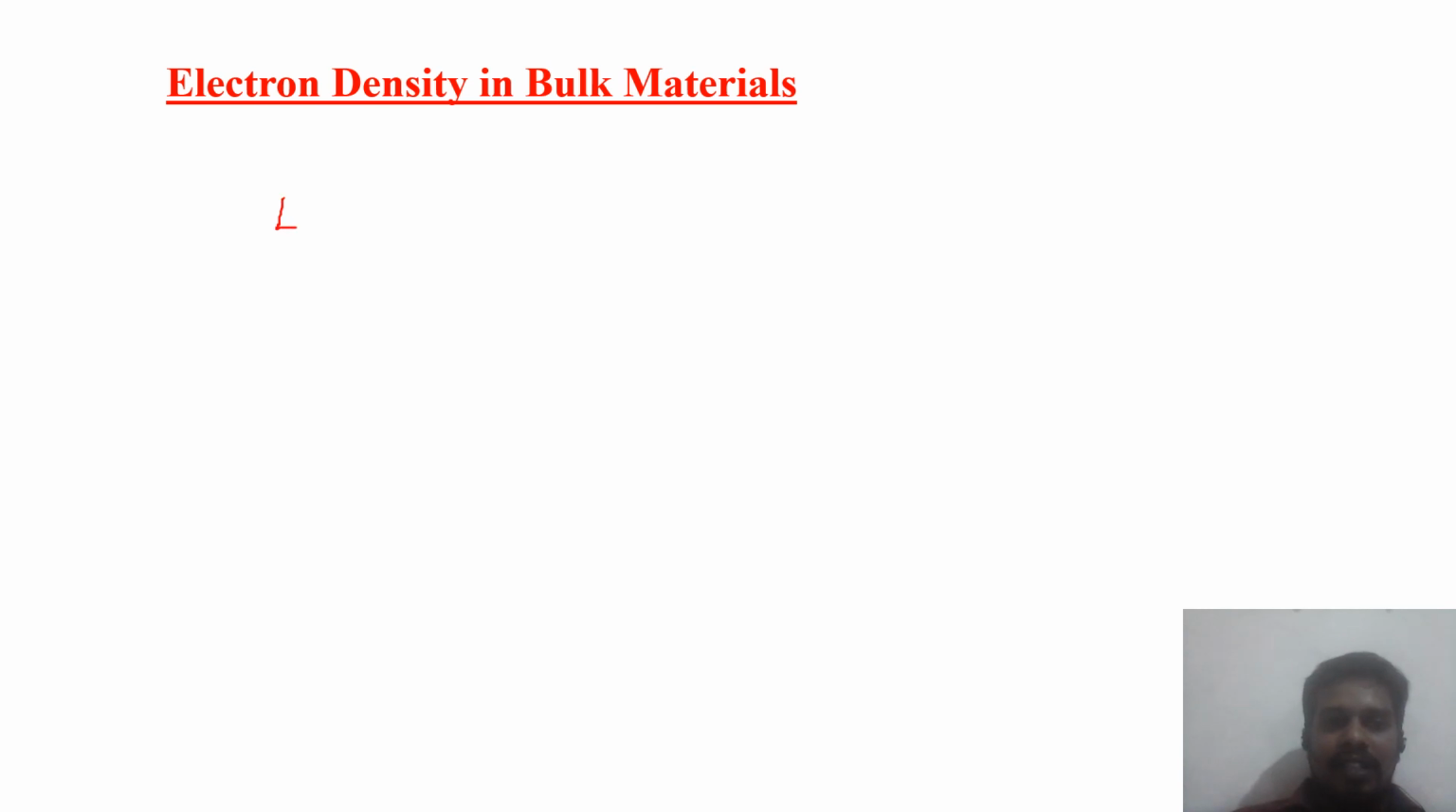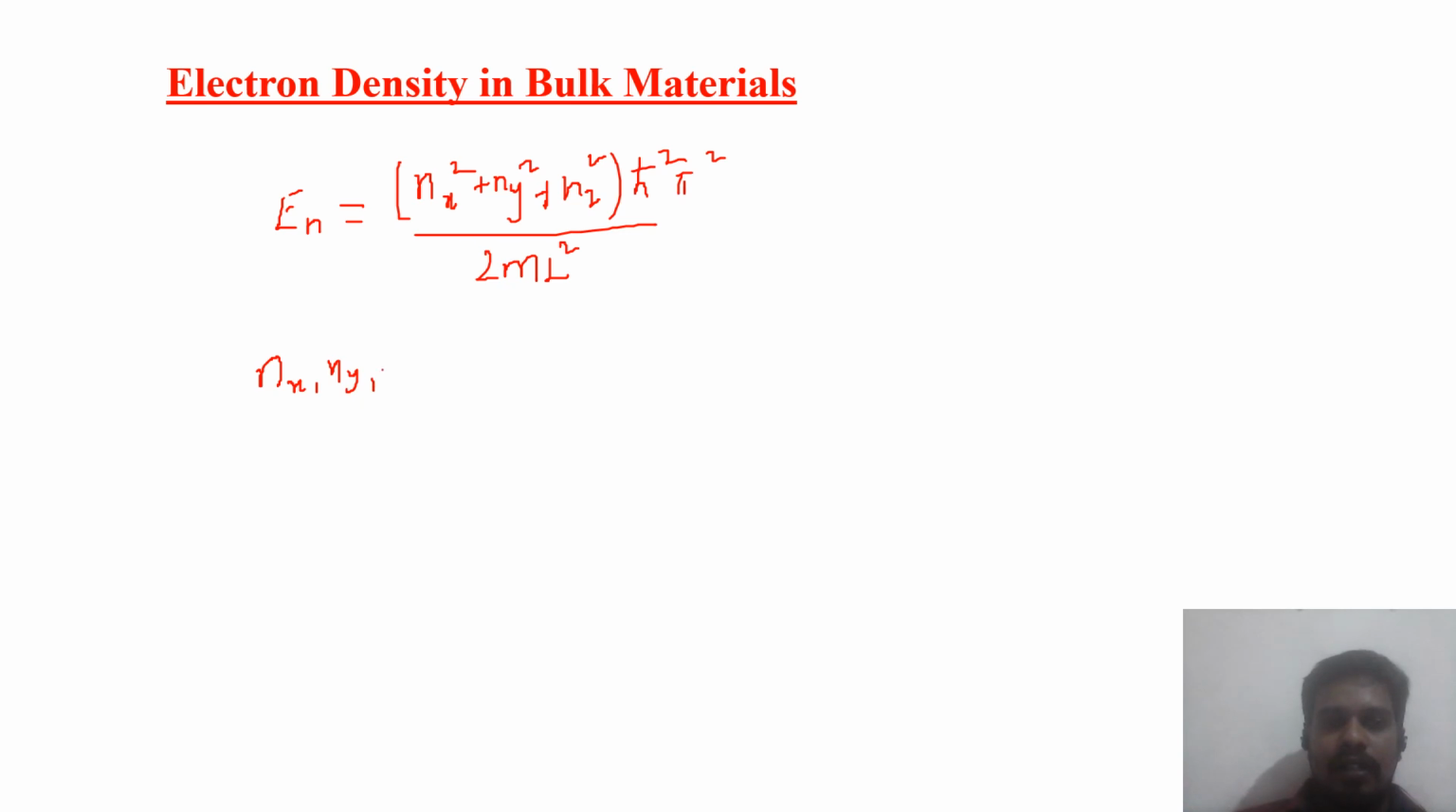That value E_n, the energy of the electron inside the metal cubical box, should be equal to (nx square plus ny square plus nz square) times the reduced Planck constant square, h cut square pi square, divided by 2mL square. This is the allowed energy of the electron inside the metal. Here nx, ny, nz represent the quantum numbers, the allowed quantum numbers of the electron.